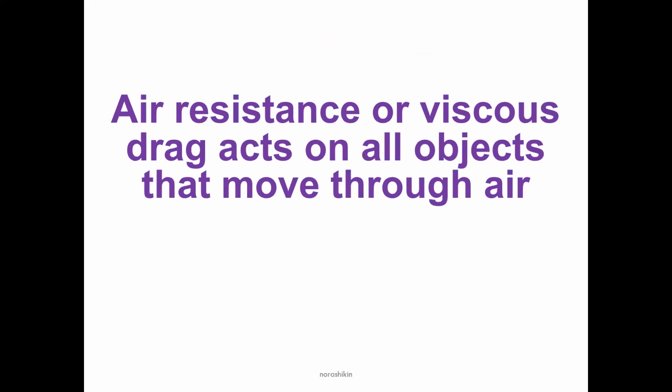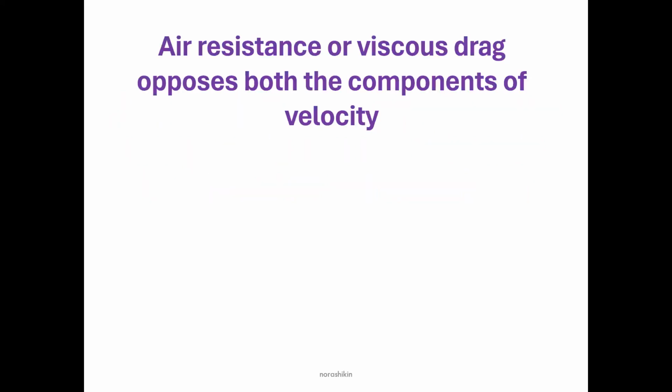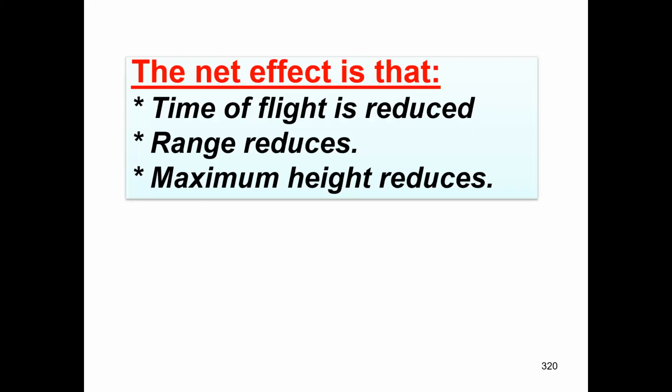Air resistance or viscous drag actually acts as an opposition force. It's always there. Air resistance or viscous drag opposes both the components of velocity, both horizontal and vertical components. Now, what is the net effect? Time of flight is reduced, range reduces, maximum height reduces. You have to copy this screen now.